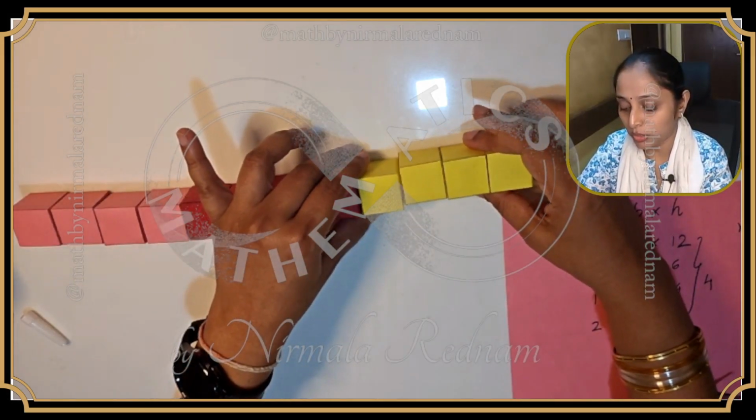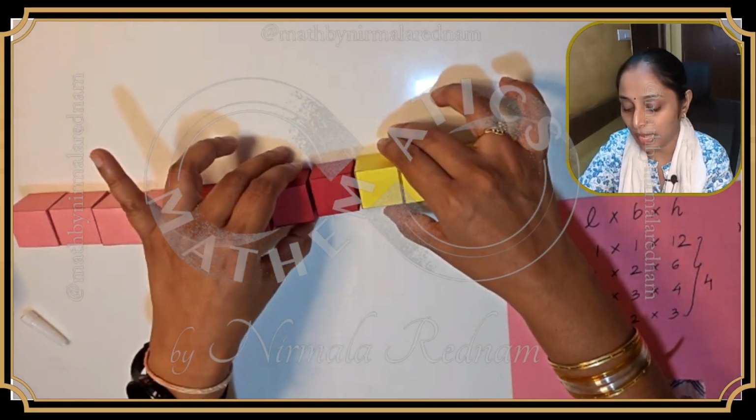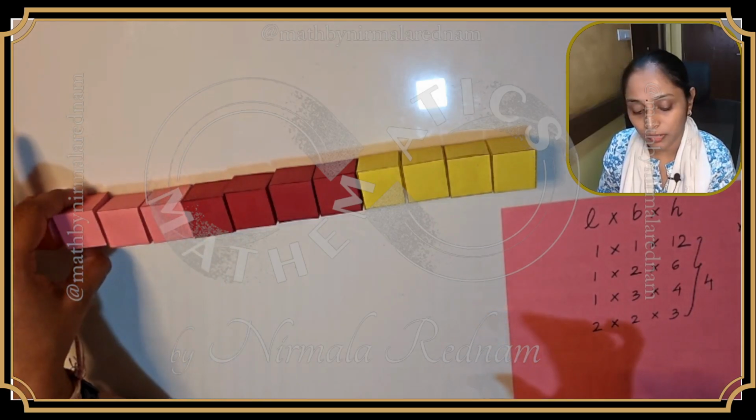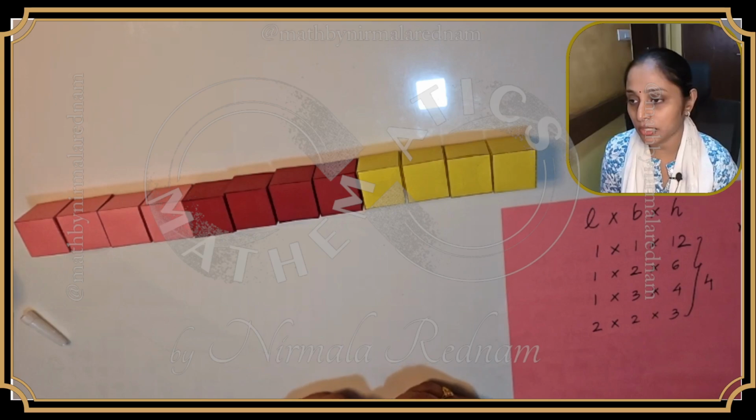Now you can change the orientation. If you are comfortable with the height as 12, you can make it stand one on top of the other, right? But this is the cuboid we are talking about.